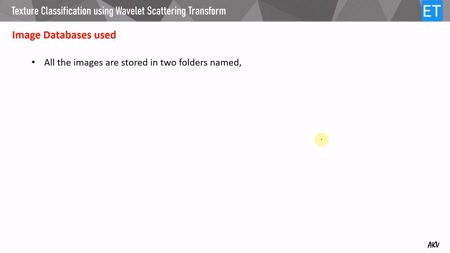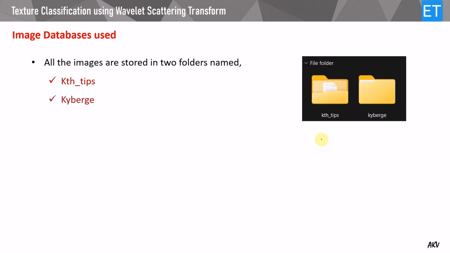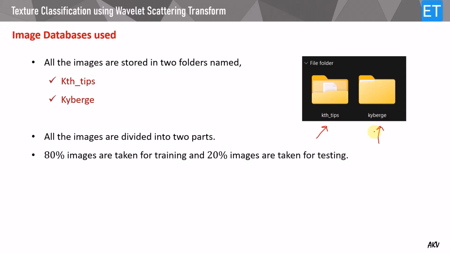Now, all the images are stored in 2 folders which are named KTH tips and the KYBERGE. Here you can see the snapshot of that window. We have to create the 2 folders. One is KTH tips and the other's name is the KYBERGE. I will show you that on my computer also. All images are divided into 2 parts, training images and test images. I will divide all images, and out of those, 80% I will take for training and 20% for testing.